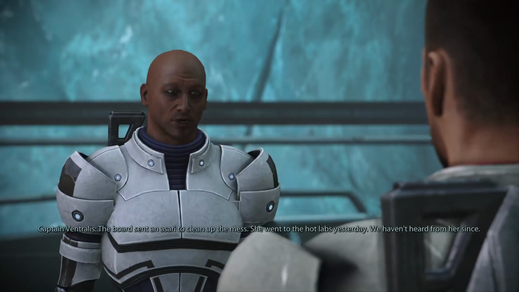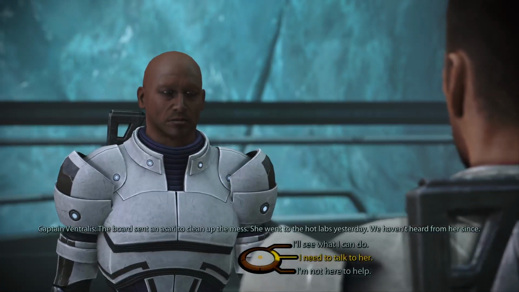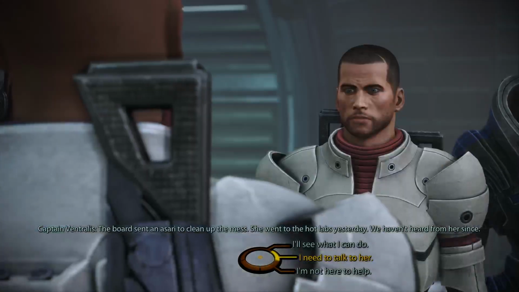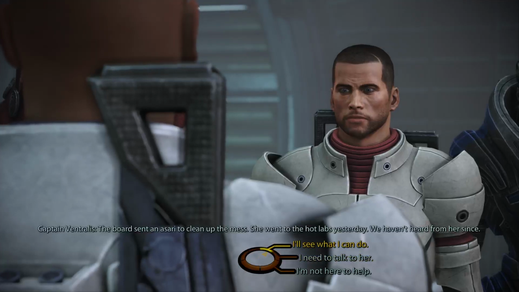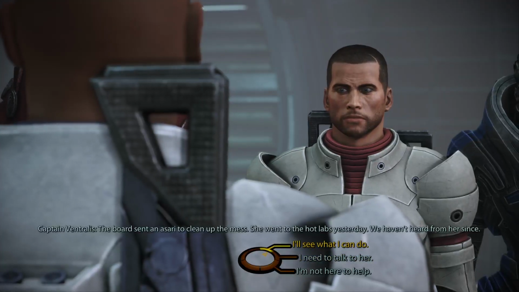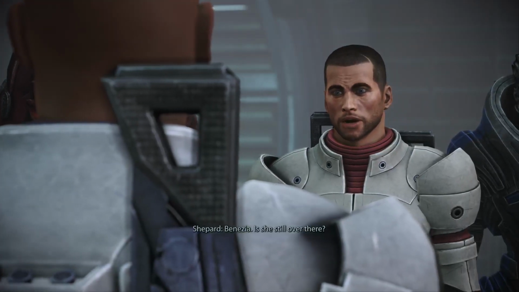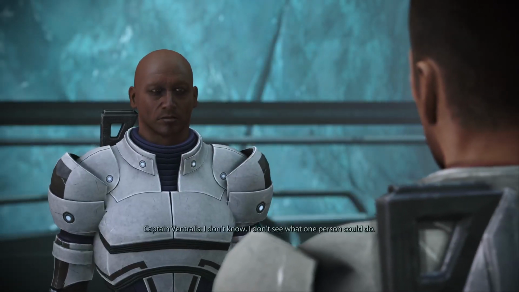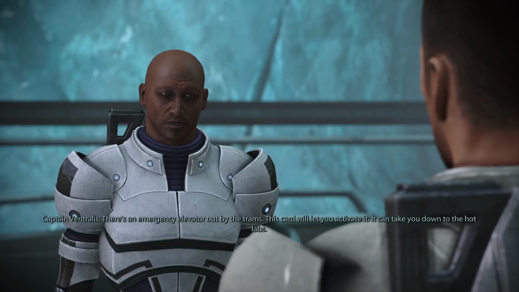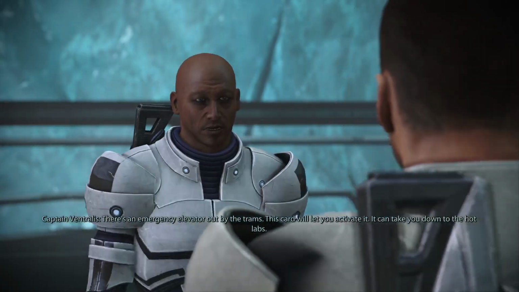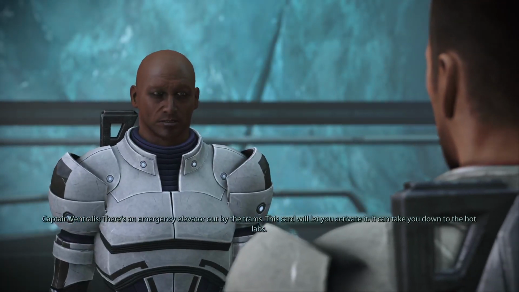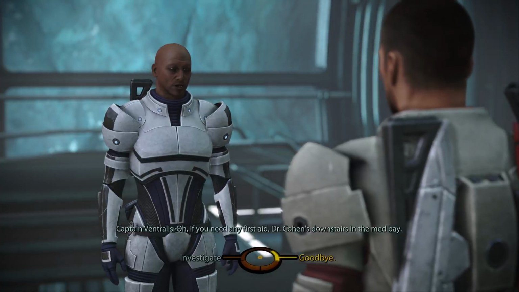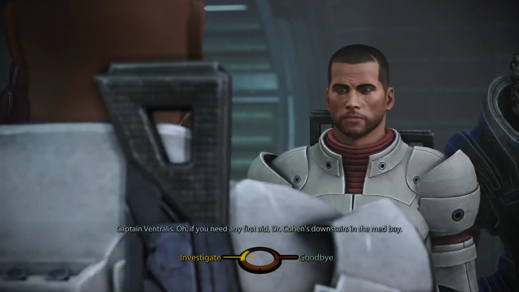The board sent an Asari to clean up the mess. She went to the hot labs yesterday. We haven't heard from her since. Benezia, is she still over there? I don't know. I don't see what one person could do. There's an emergency elevator out by the trams. This card will let you activate it. It can take you down to the hot labs. Oh, if you need any first aid, Dr. Cohen's downstairs in the med bay.